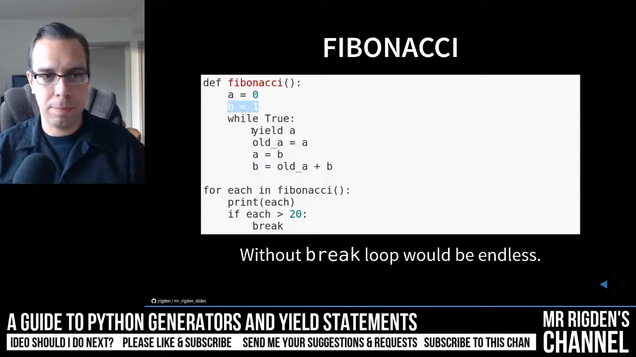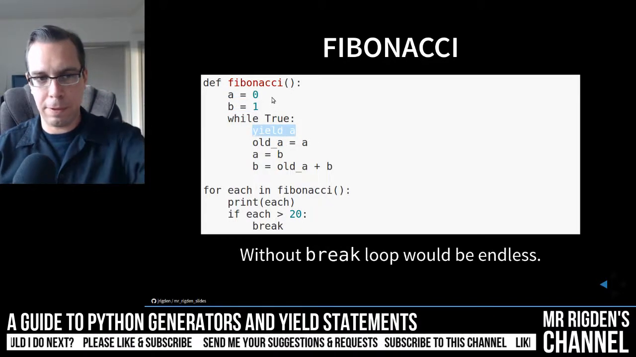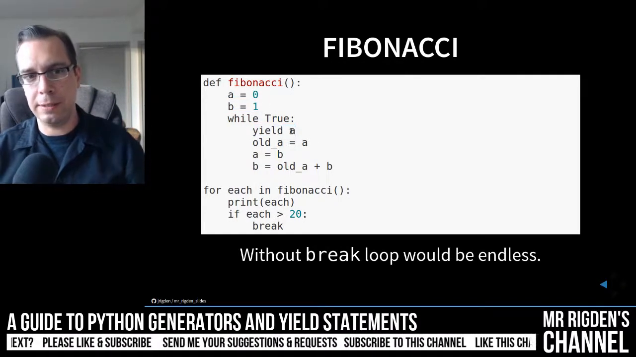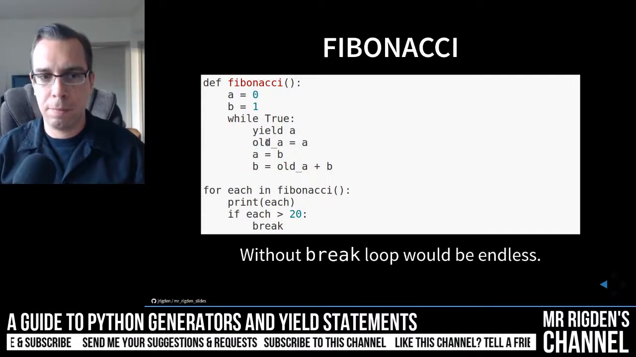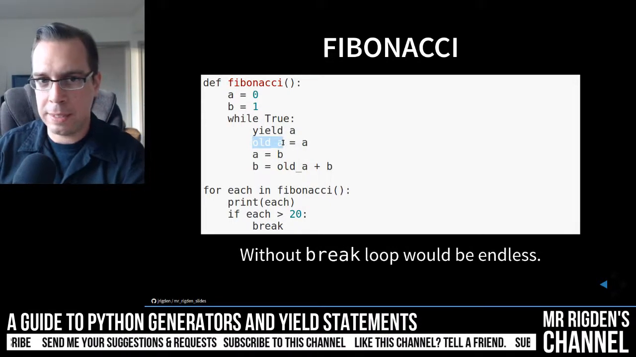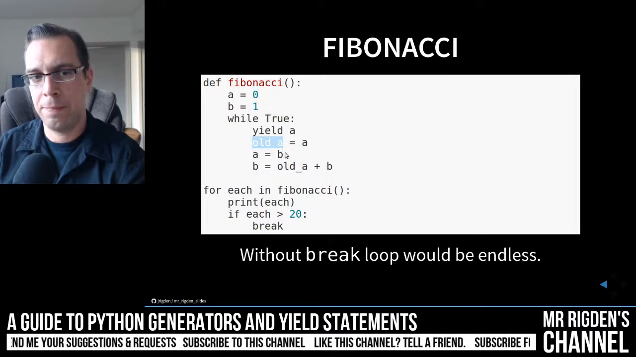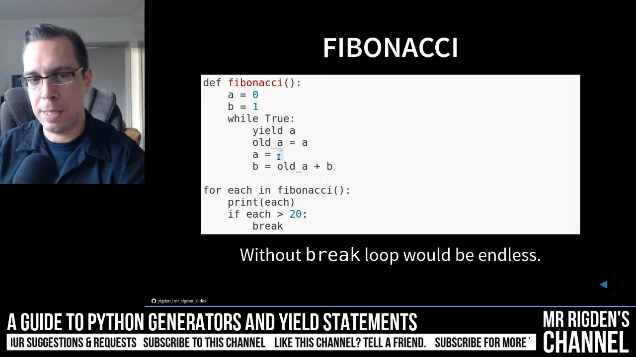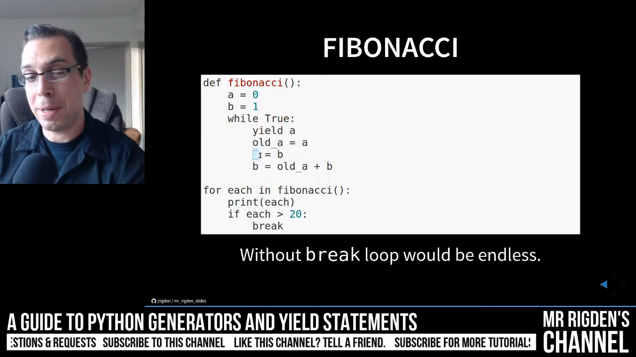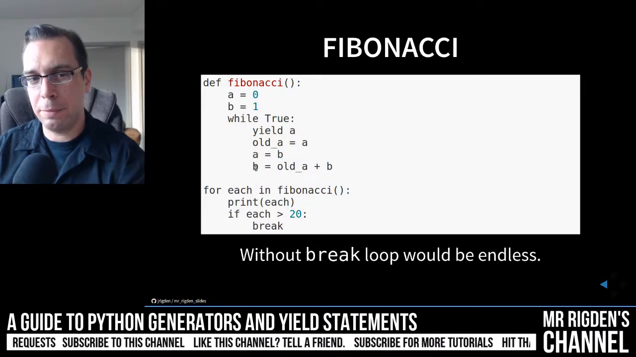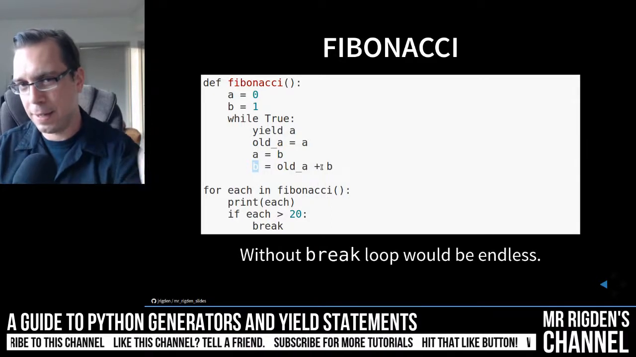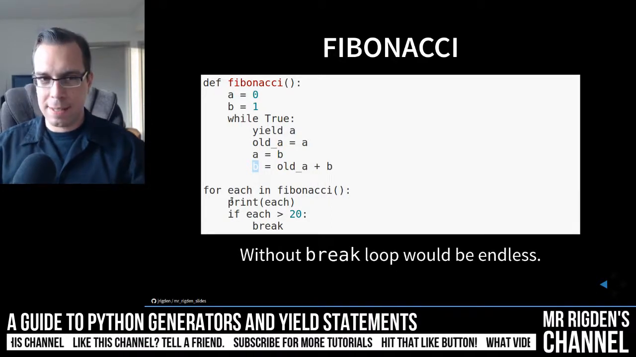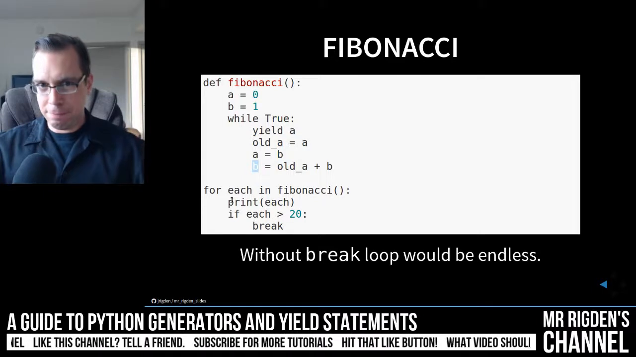So here we go, while True. When you call Fibonacci, it's going to yield a, and then it's going to start doing the math the next time. We're going to save the old value of a, we're going to make a be b, and then we're going to make b the old value of a plus b. All right? And that will generate our numbers.